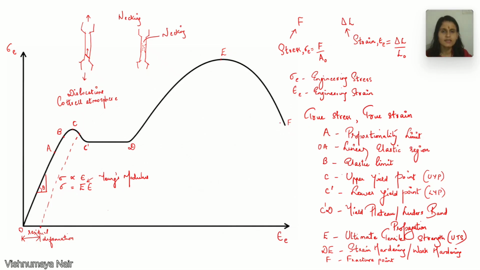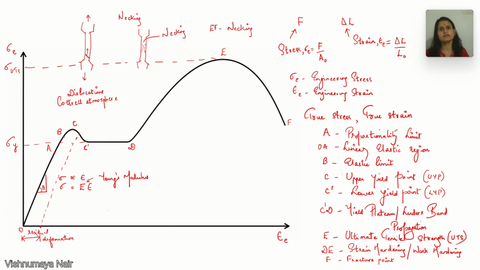In the region between the points E and F, we have necking. So EF represents necking. And the stress corresponding to this point E is the ultimate tensile strength. So that is sigma UTS. And the stress corresponding to this C prime is the yield strength sigma Y.